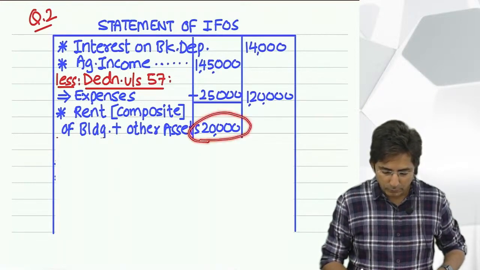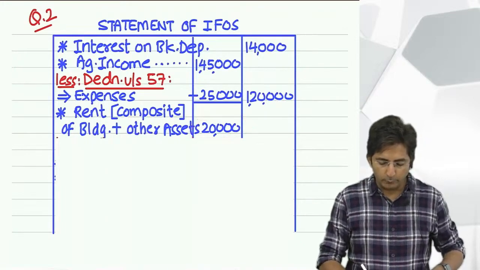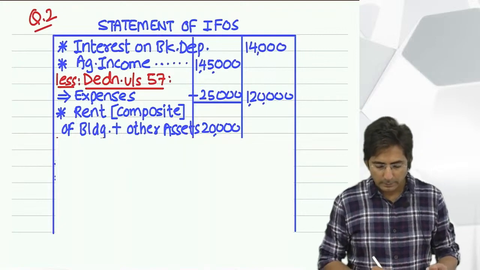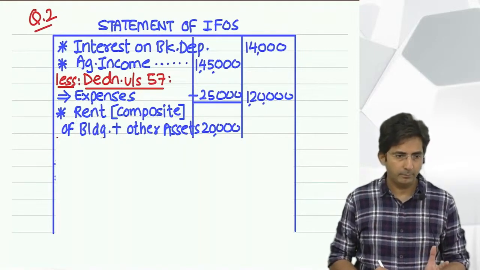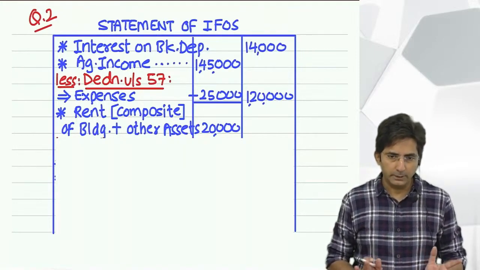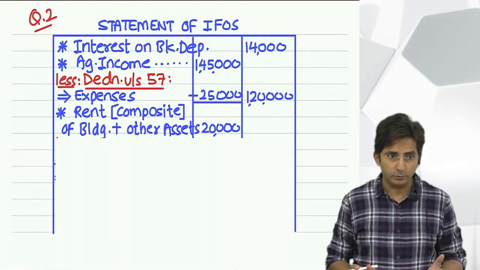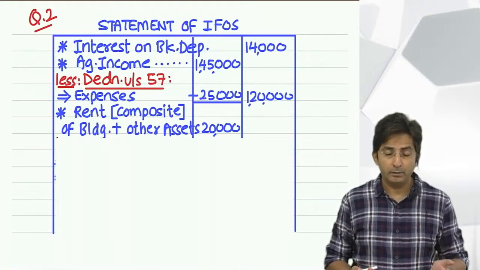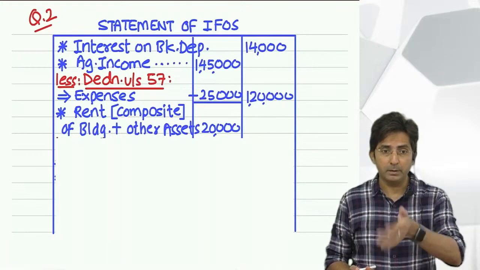So that is 20,000 in the inner column. You should be careful, if it was per month, I would have multiplied it by 12. Here also they play games, huh? They gave a date also. It was given on rent on 1st November.